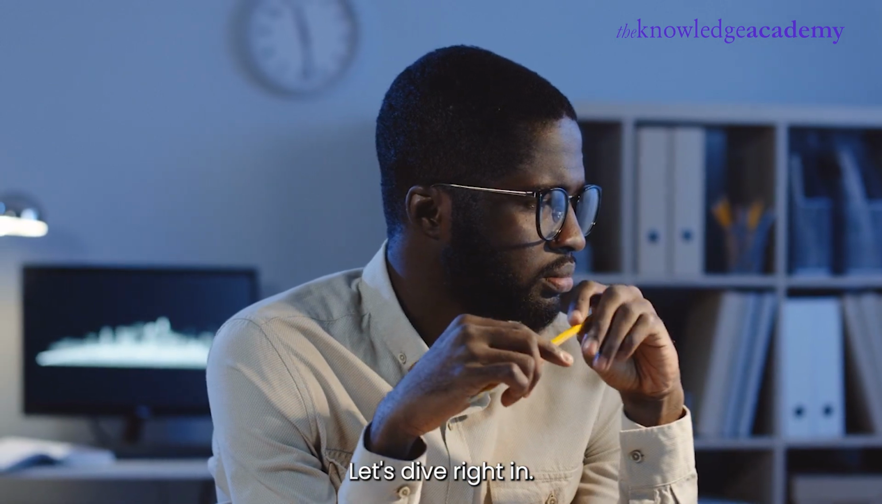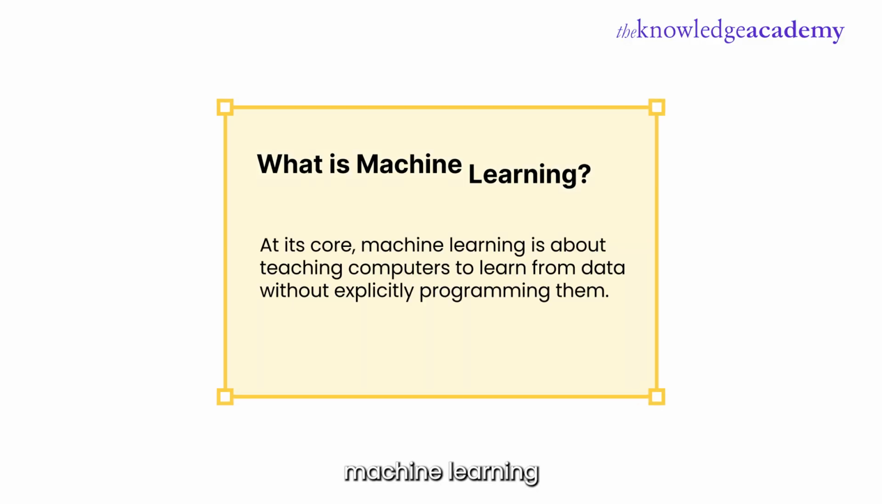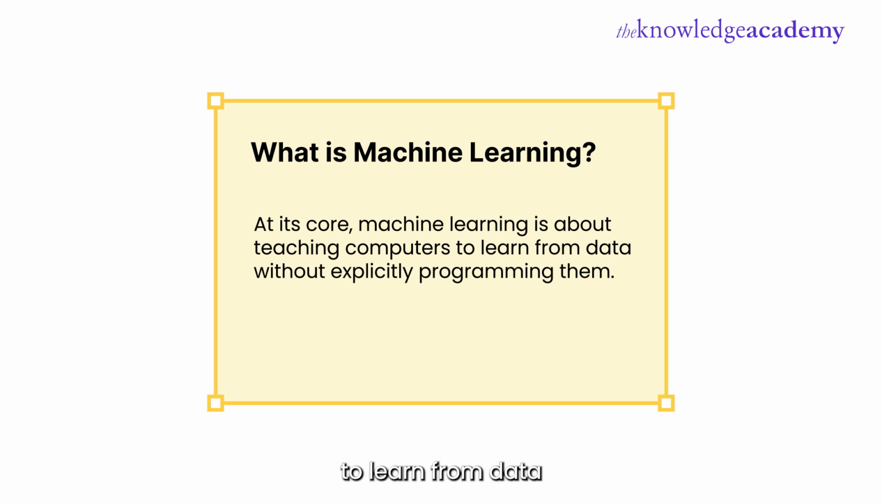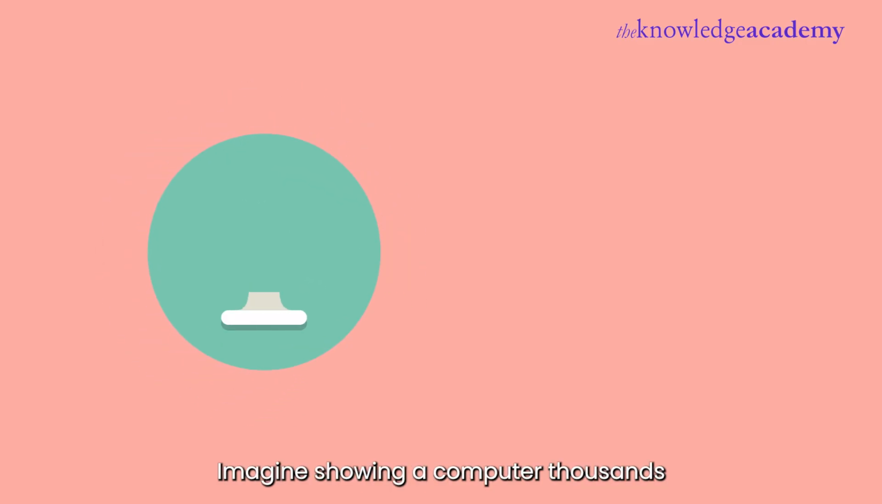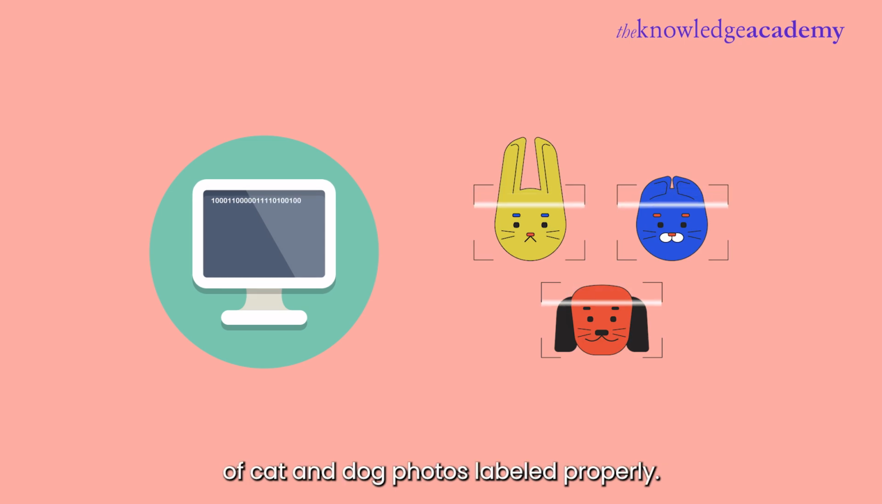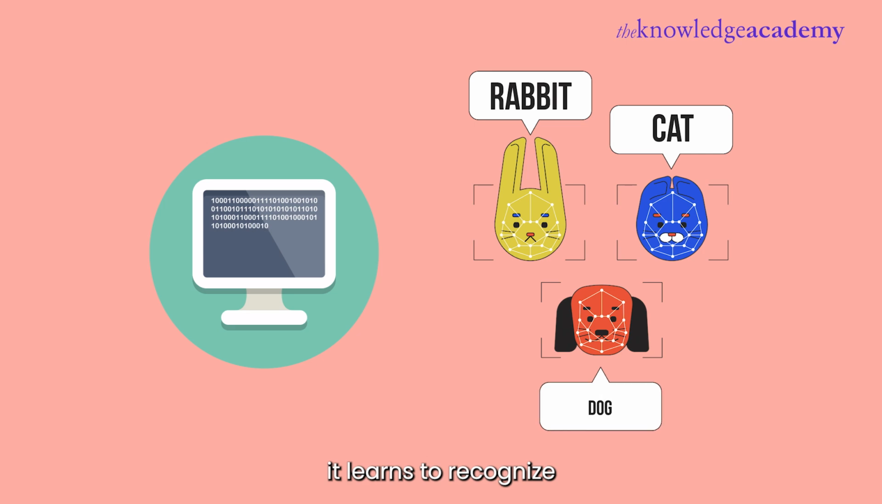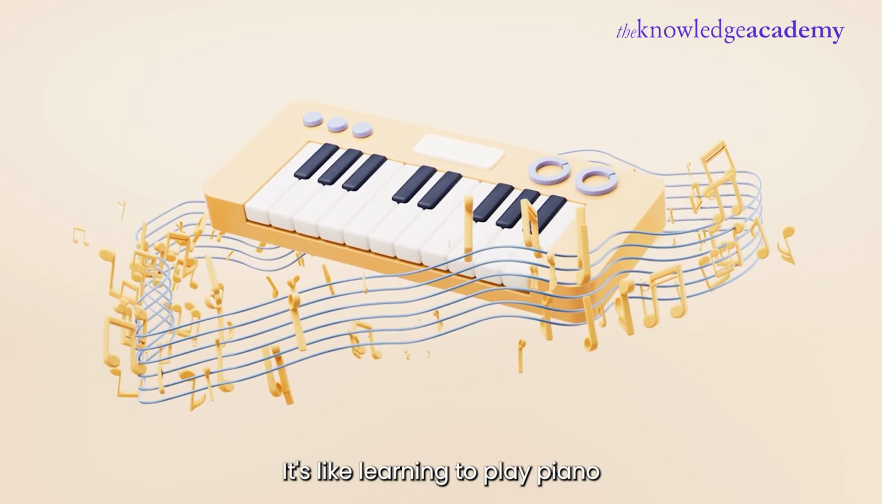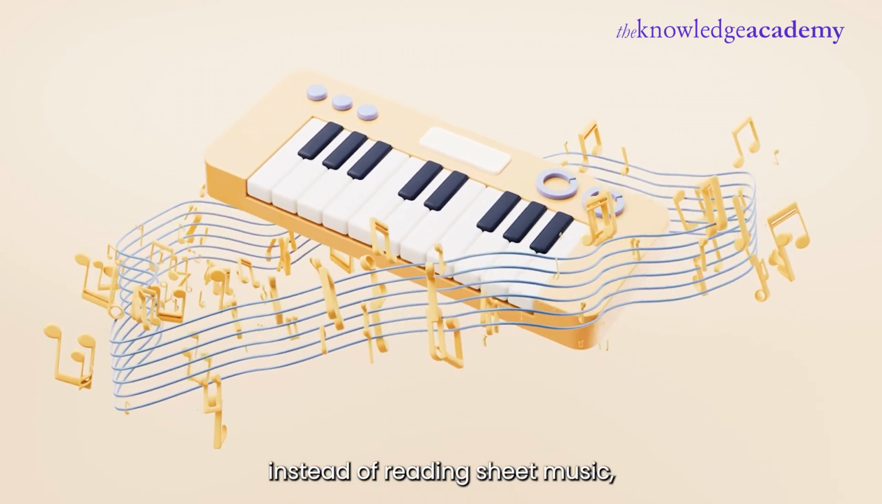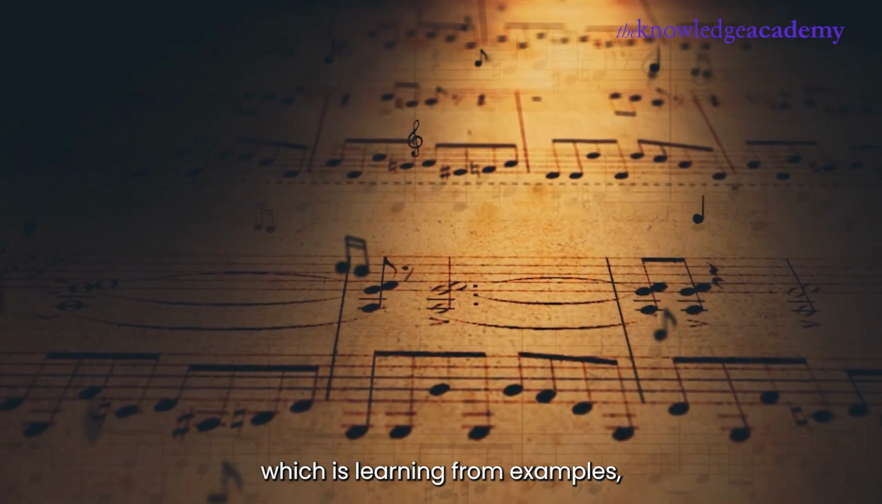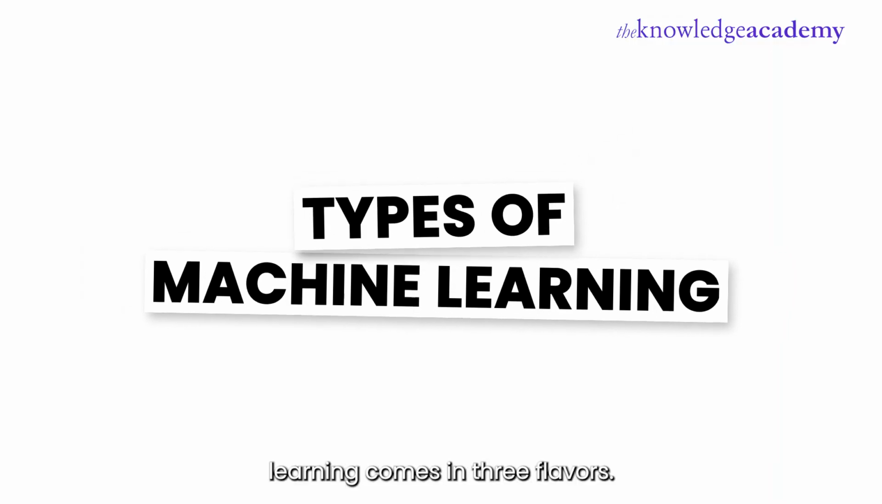Let's dive right in. At its core, machine learning is about teaching computers to learn from data without explicitly programming them. Imagine showing a computer thousands of cat and dog photos labeled properly. Over time, it learns to recognize new animals on its own. It's like learning to play piano by listening to songs instead of reading sheet music, which is learning from examples, not instructions. Now machine learning comes in 3 flavors.